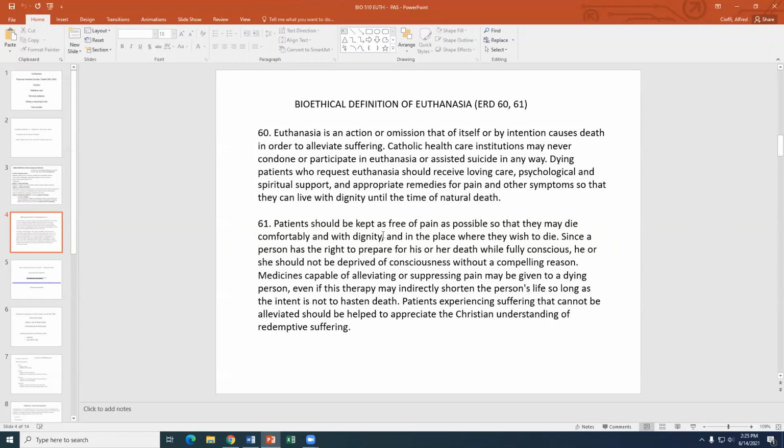Next one, patients should be kept as free of pain as possible. So this is emphasizing a little bit. It's expanding on this last sentence here, all right? But giving it an entire directive, because if it were just Directive 60, it may seem that, well, then we're not caring for these people who are dying. What do we do with a dying patient, all right? What's the alternative? Well, the alternative is to be kept as free of pain as possible so that they may die comfortably and with dignity and in the place where they wish to die.